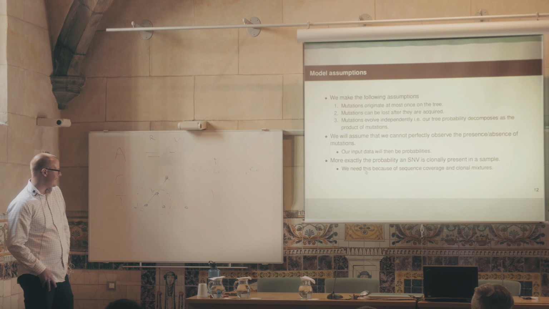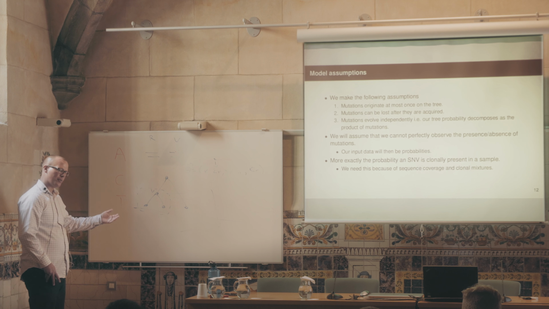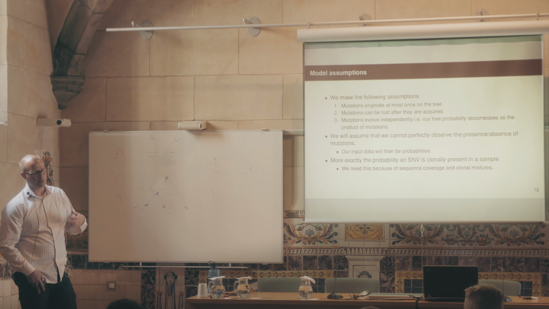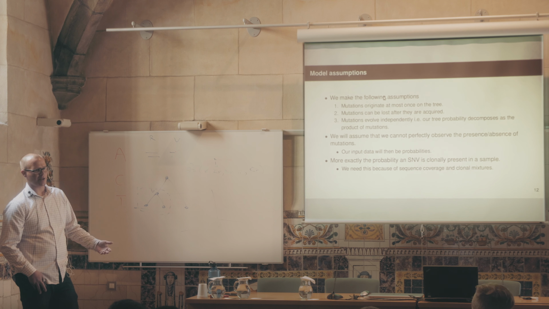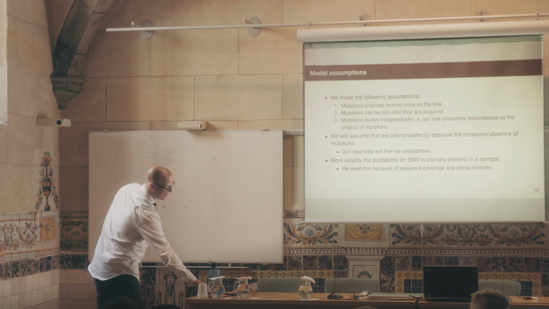Now, the reason we need this: one is sequence coverage, tumor content, those things. So even if a mutation is in a sample, there's always a chance we just don't sequence it, right? The other issue is the clonal mixture thing. And what we hope is that its clonal presence will sidestep this. And I don't have this.